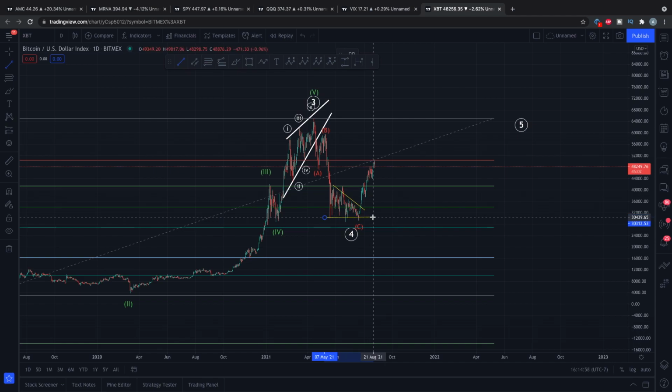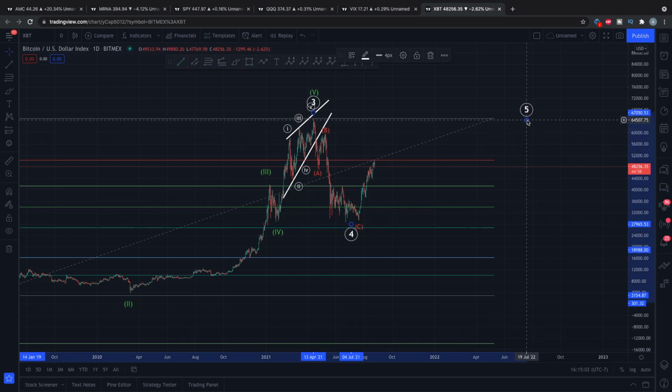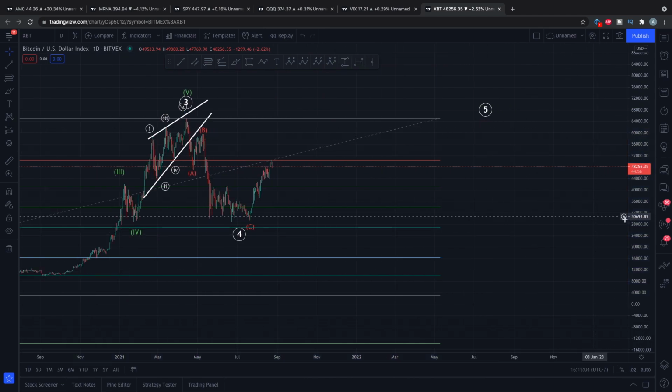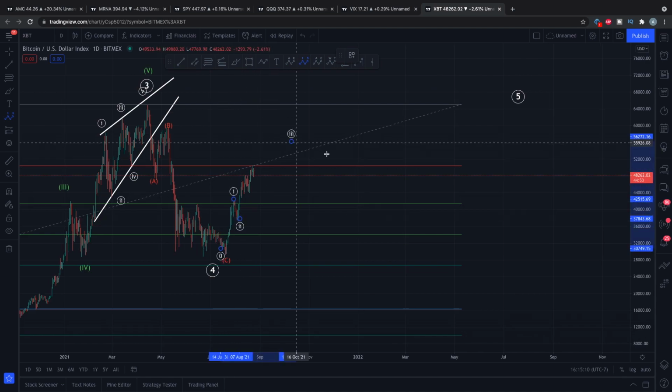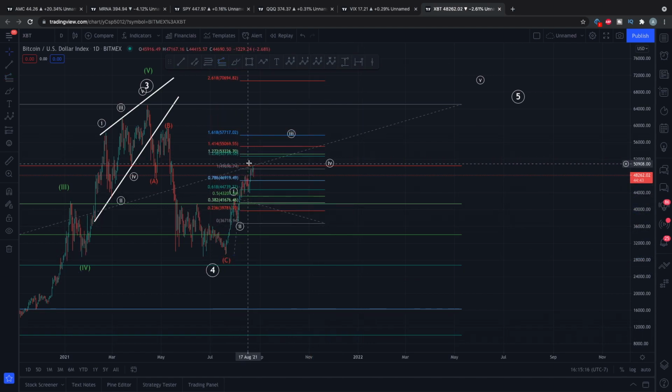So very textbook wave theory right here, and then we push upwards impulsively for this wave 5, and that looks like what we're currently working on right now. So just in terms of getting some levels, and subdividing, we can subdivide this wave 5, of course. So we have a 1, 2, 3, 4, 5 upwards. And this wave 3, you could get some extension levels up here. So that's what that looks like. We are rejecting right now at the 1-to-1 extension level, but I think that you'll push higher.